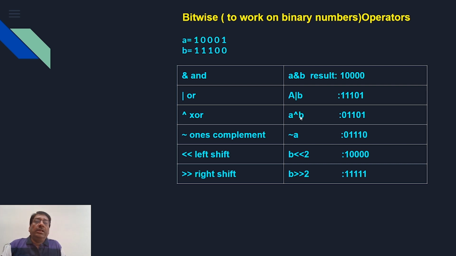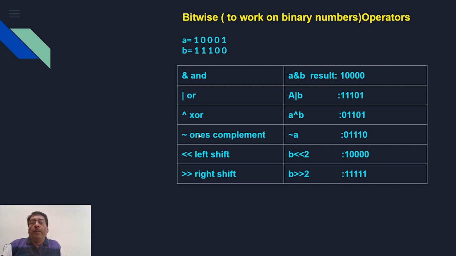So here the result is going to be 1 when the two inputs are different. So 1 0 it is 1, 0 0 it is 0, 0 1 it is 1, 0 1 it is 1, and here both are equal, so it is going to be 0. If both are ones or both are zeros, then the output is going to be 0 only.